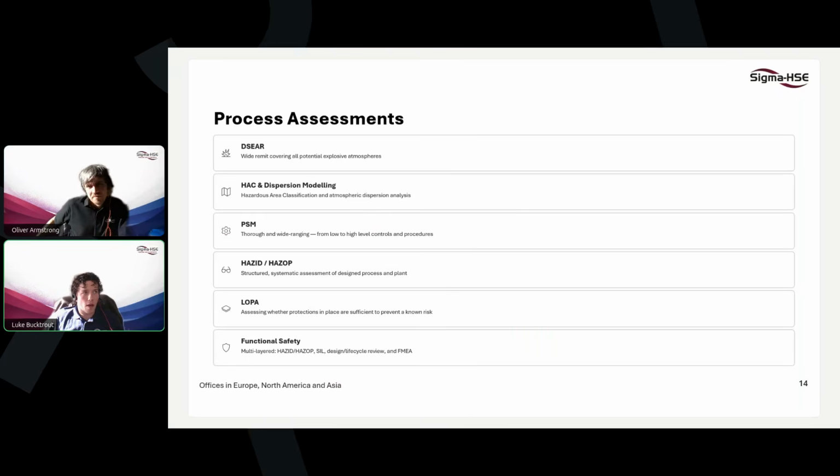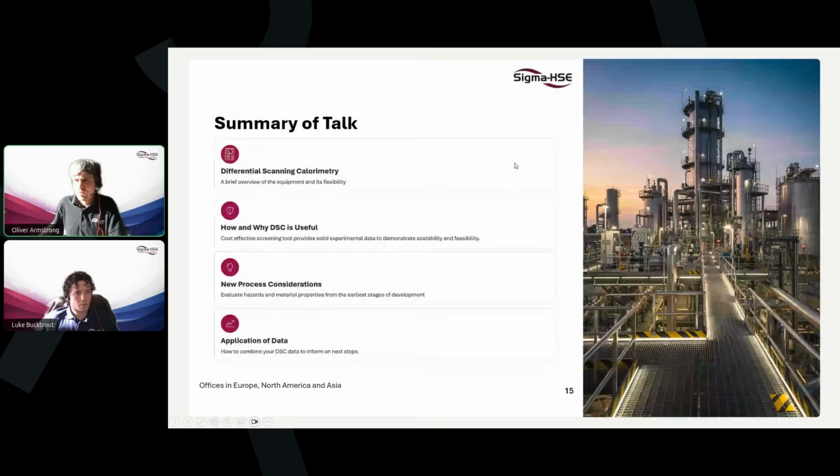Of course, there are other process assessments, and this list is not exhaustive, but I just wanted to highlight a couple of the process assessments that we here at Sigma-HSE can, of course, help you with. Yeah, and that really ties together, again, closing that loop of DSC testing, how we may analyze it for chemical process evaluation, but then also feeding it back into those process assessments that must be done to ensure that we keep compliant with the regulations for processes and transport of these kinds of systems.